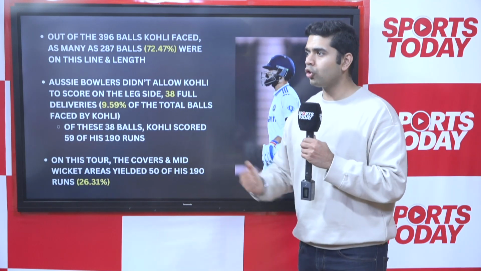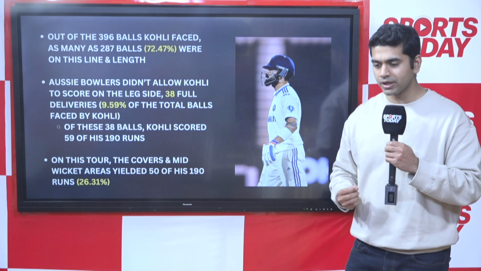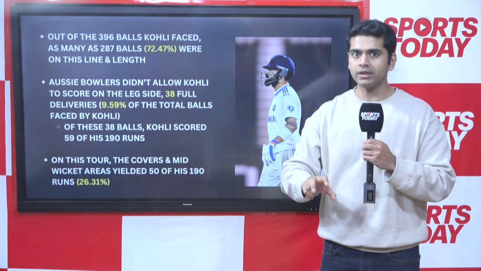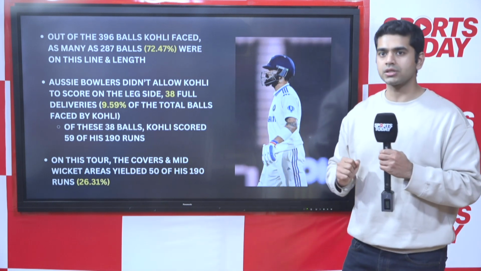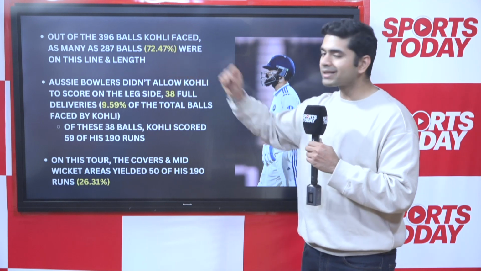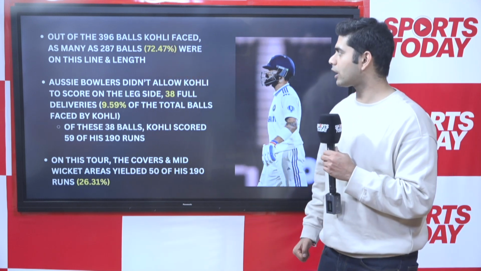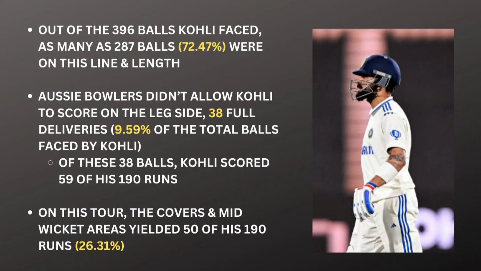But we want to go a step further and tell you a little more about how this back of a length area is something that Australians kept in mind. Look at this. Out of the 396 deliveries that Virat Kohli faced, 72.47%, which roughly translates to 287 deliveries, were all back of a length or the length area. That's where Virat Kohli faced most of the deliveries, and I told you why he got the balls in that area.